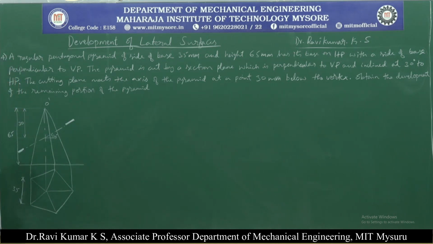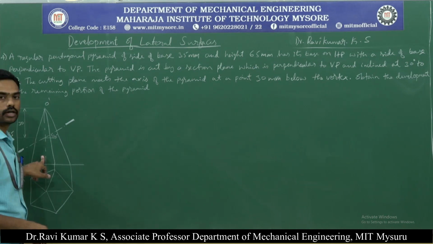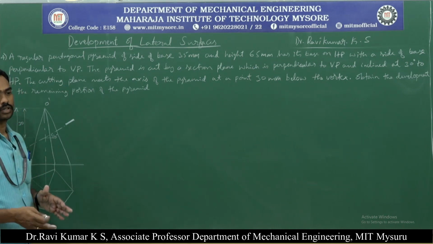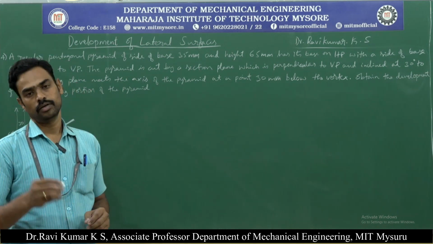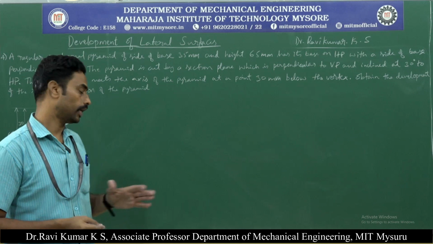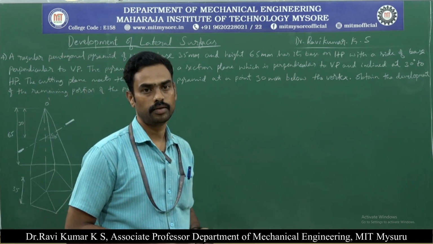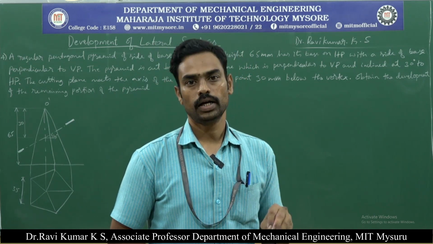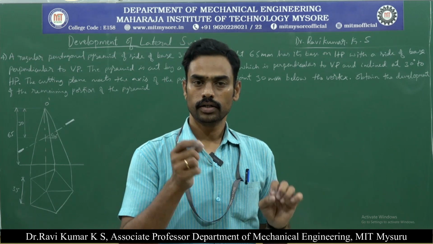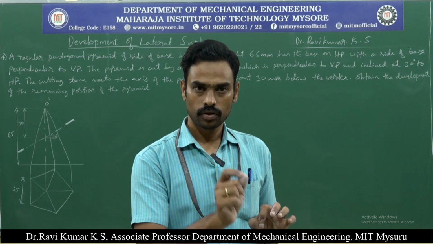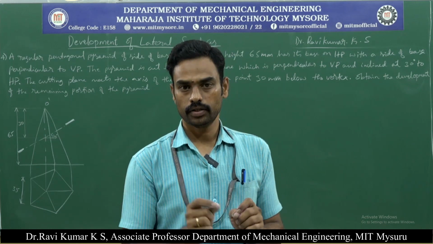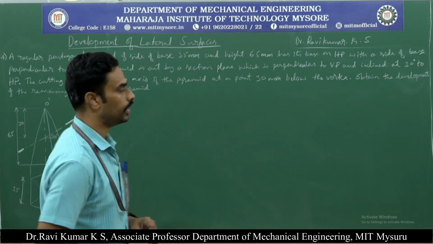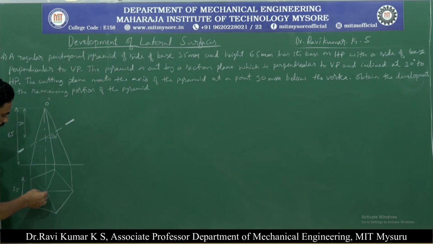Now only the remaining portion of the pyramid should be darkened. Before that, how to identify the axis center? You know the identification of the center by drawing the perpendicular bisector in the case of a pentagon. In the case of a hexagon, by drawing the diagonal, you can find the center. In the case of a triangle, you need to draw the median to identify the center. In the case of a pentagon, you need to draw the perpendicular bisector to identify the center. So I have drawn the perpendicular bisector to identify the center.